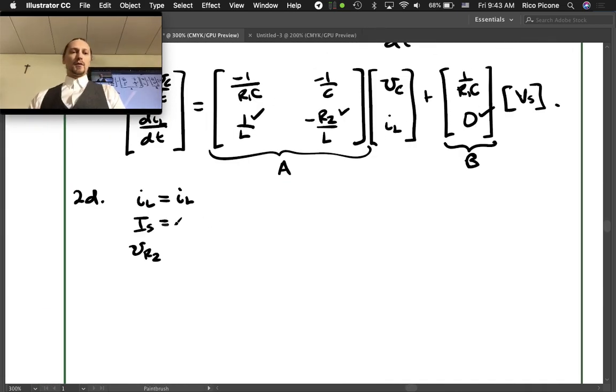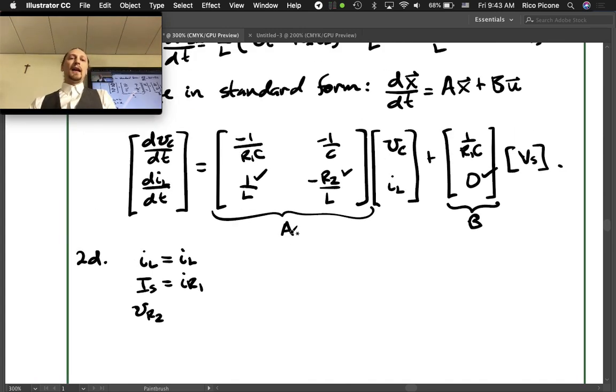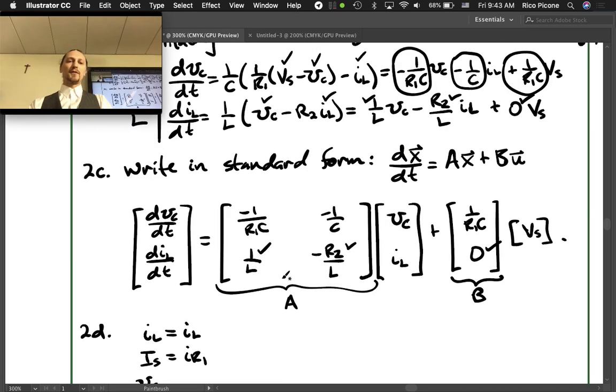And now IR1 is not a state variable, and it's not an input variable, right? So we need to write it in terms of a state or an input variable. And we could go through and just ad hoc use continuity equations, compatibility equations, see if we can transform that.